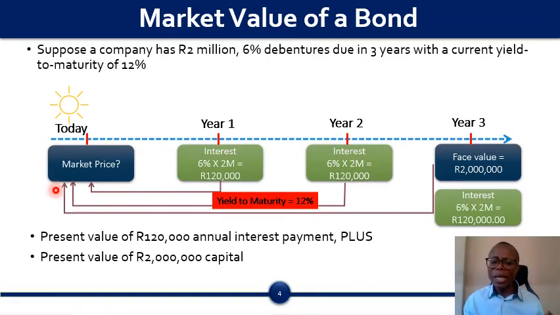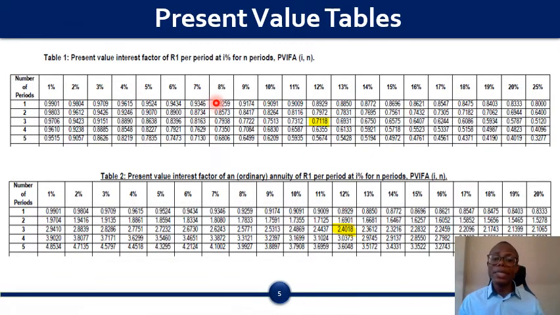So there are two ways of finding the present value of a debenture. The main way which we are going to use in this module is using present value tables. So using the present value tables, you go to the back of your module and you find there are two tables there. The first table is a present value table for an amount, that maturity amount, that 2 million maturity amount. And the second table is the present value of an annuity, which you are going to use for the interest amount. So if you go to the first table, you go look 12% and 3 years.